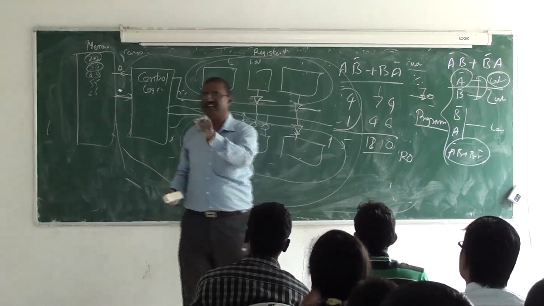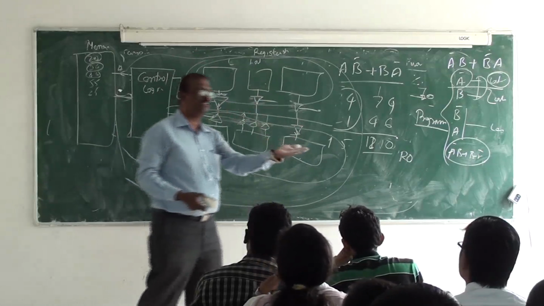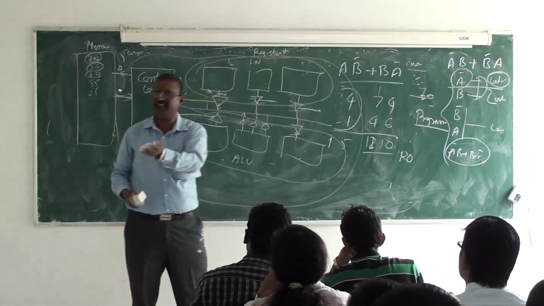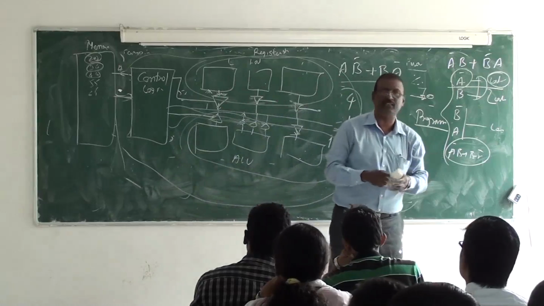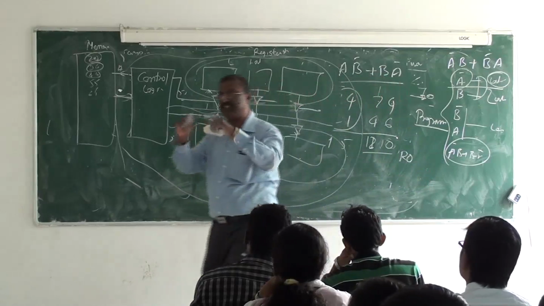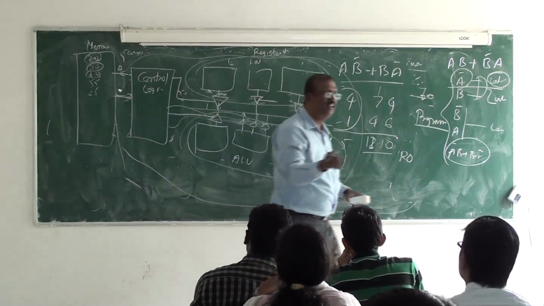At the top level, we have two types of implementation. One is called discrete, another is called IC. In IC there are two kinds: one is called fixed IC, the other is called flexible IC. In flexible there are two branches: one is called PLD, one is called microprocessor.